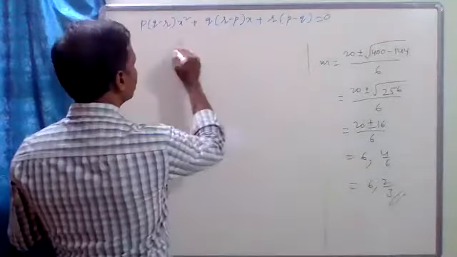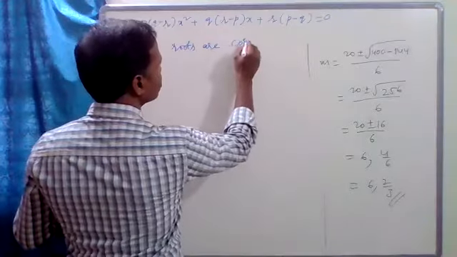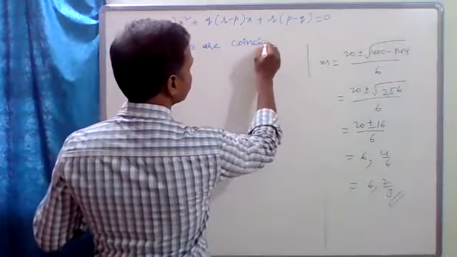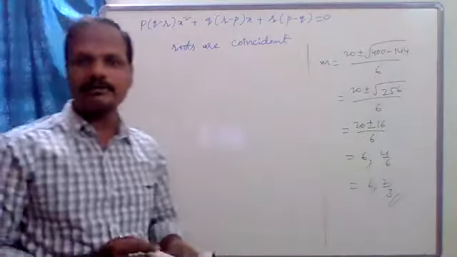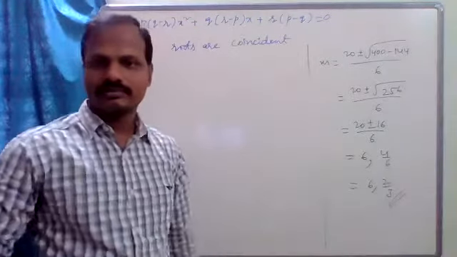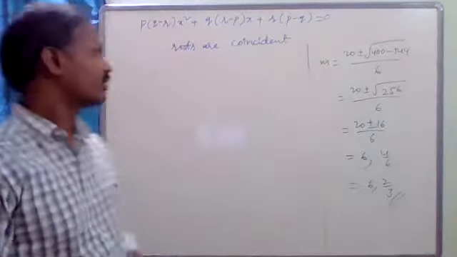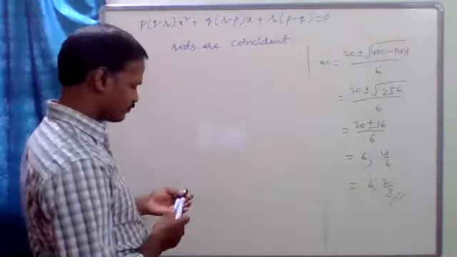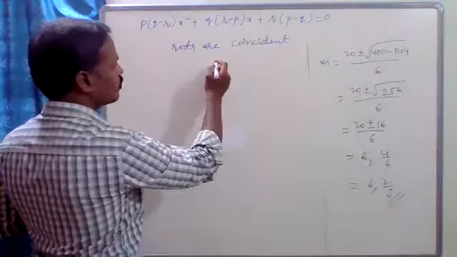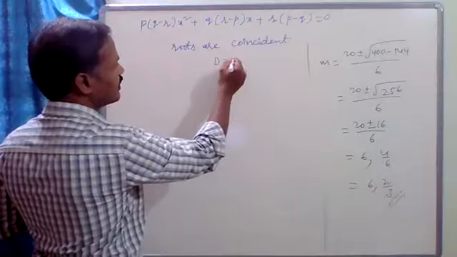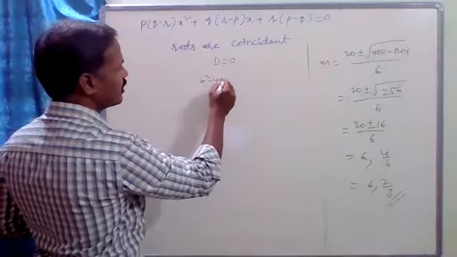So the roots are constant. Find the relation between p, q, r. Tell me anybody, I will wait for your answer. Let us start. Now see, here roots are constant, so roots are constant means roots are equal. So D equals 0, and D equals 0 means b square minus 4ac equals 0.